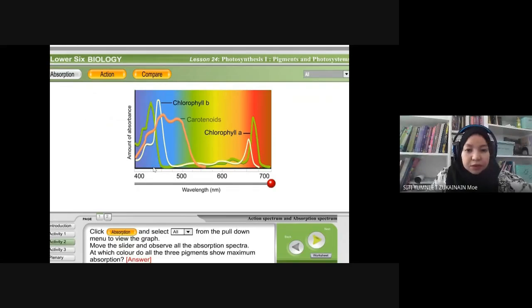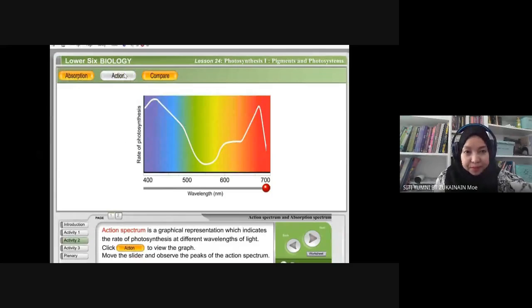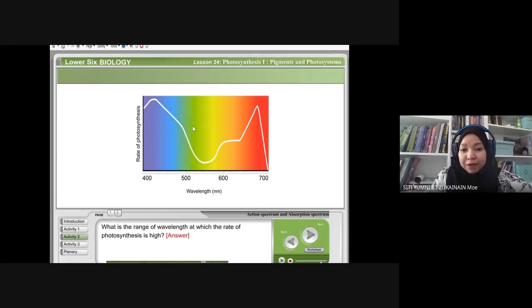Okay, so now, what is the action spectrum? Action spectrum is a graphical representation which indicates the rate of photosynthesis at different wavelengths of light. So here I have already moved the slider and you can now observe the peaks of the action spectrum. What is the range of wavelength at which the rate of photosynthesis is high?